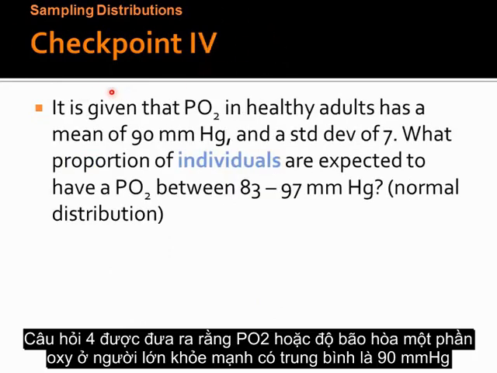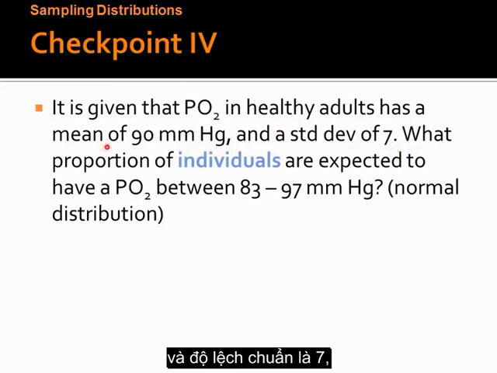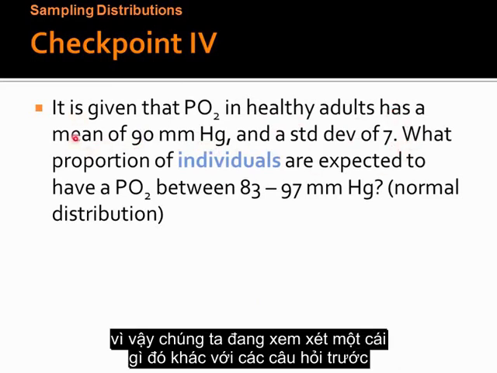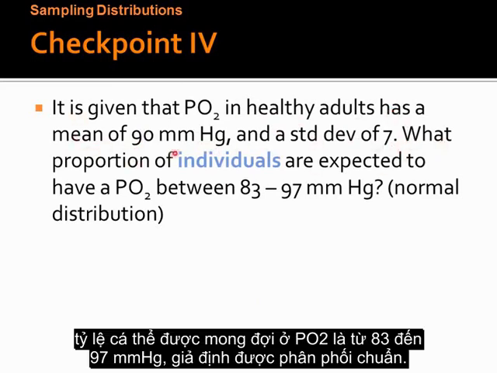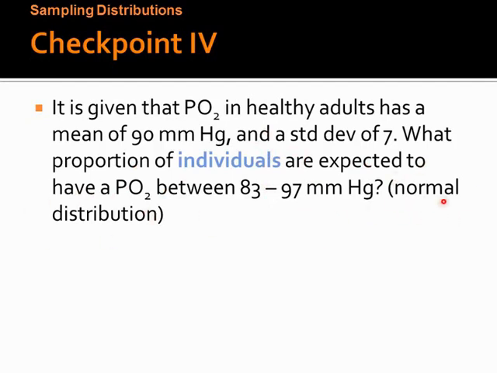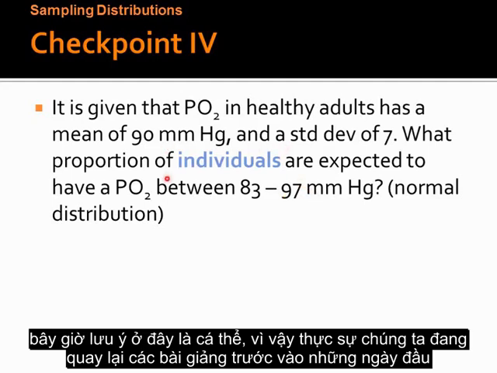Alright, question 4. It is given that PO2, or the partial saturation of oxygen, in healthy adults has a mean of 90 millimeters of mercury and a standard deviation of 7. Right? So now we're looking at something different from the previous questions. What proportion of individuals are expected to have a PO2 between 83 to 97 millimeters of mercury? Assume normally distributed. Now, notice here we're talking about individuals.